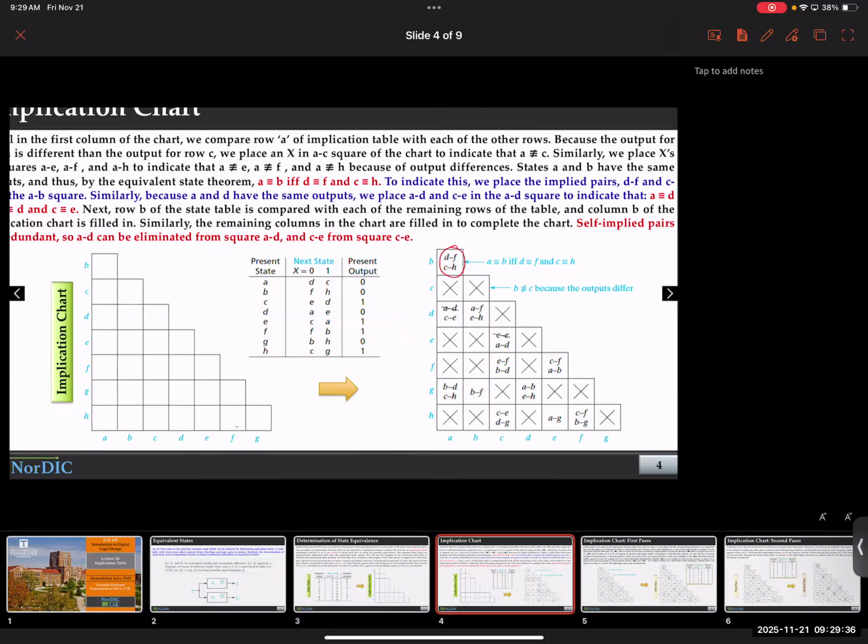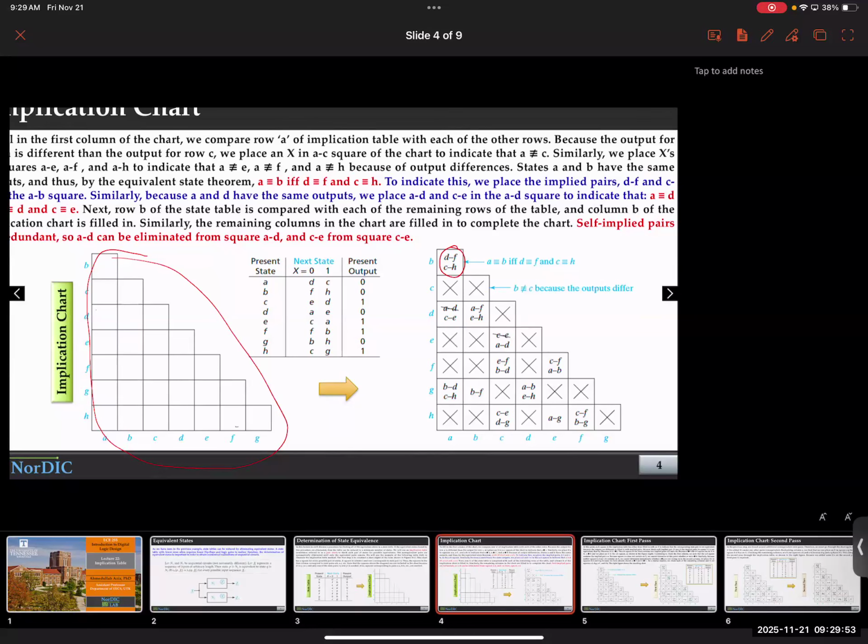First one. You do recognize that this chart, this implication chart, basically represents all possible combinations of all the states, right? You have AB, AC, AD, blah, blah, blah. Everything has to be represented by this.